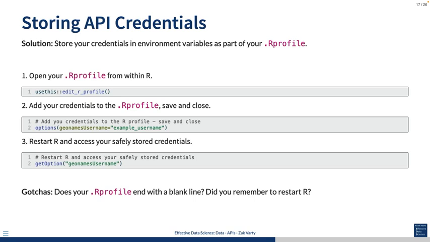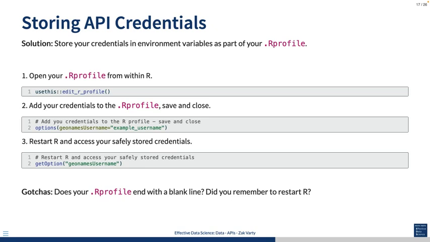Since your R profile file lives outside of any particular project, your credentials are then kept secret and they're kept safe. However, this also means that your work is no longer entirely self-contained and reproducible because you're relying on this R profile file that lives outside of your project. What you need to do here is make sure you give very clear instructions within your own documentation for your project on how other people should save their credentials so that they can reproduce your work.